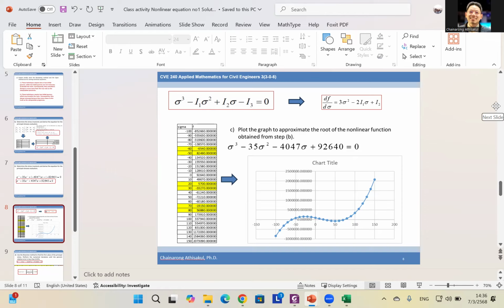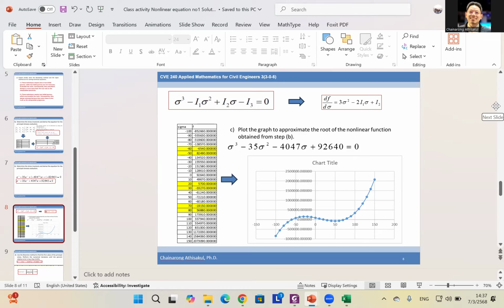But you have to give me the idea: why do you use that initial value? I will not give a guideline on what the initial value is. You have to explain by yourself. But you have to determine all the values of the principal stress. Are you okay?